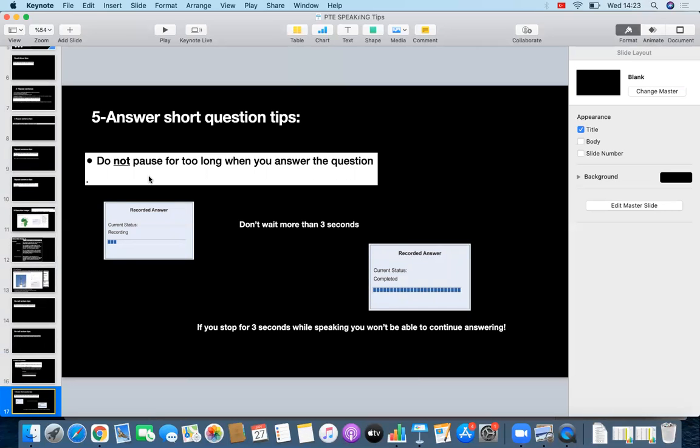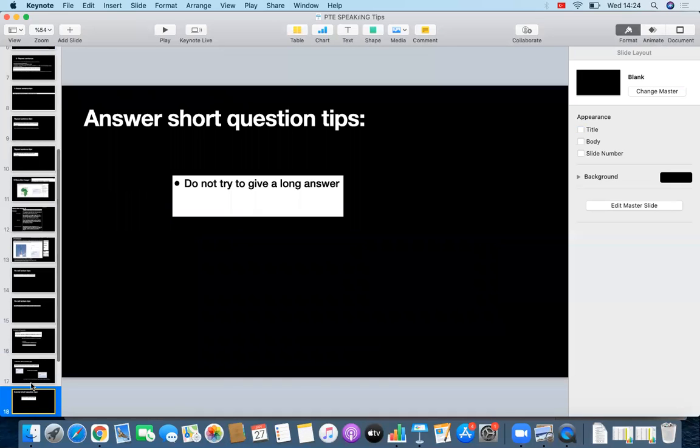Another tip, do not pause for too long when you answer the question. You cannot wait more than 3 seconds. As soon as this appears on the screen with one blue sign, you have to start speaking. And then this shows that your speaking has completed, and you won't be able to continue answering after this. And finally, there are some tips for answer short question.